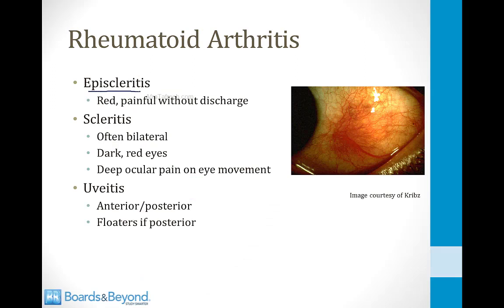This is inflammation of the episclera, which is the surface layer of the eye. This will lead to a red eye that is painful but usually does not have any discharge. A more serious eye condition is scleritis. This is a picture of scleritis on the screen here.